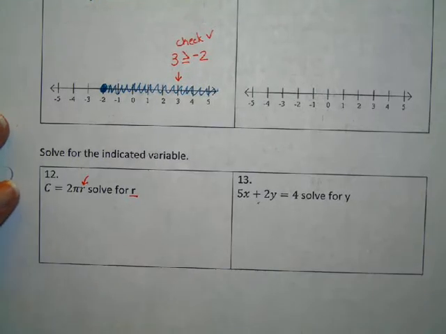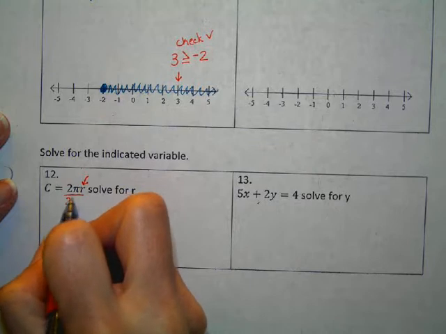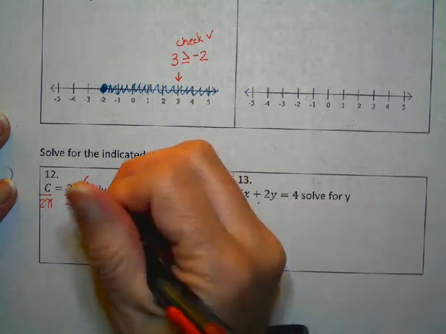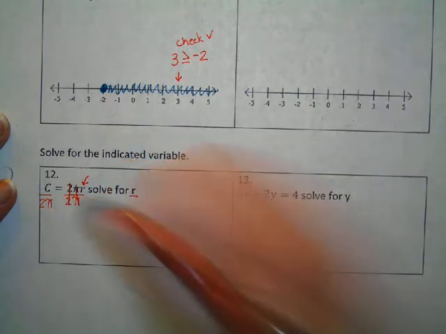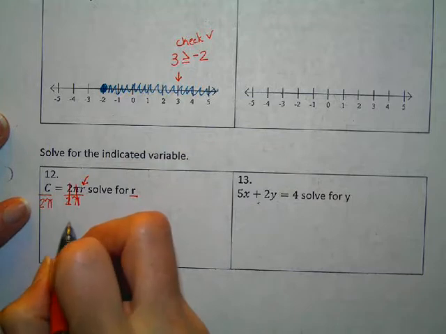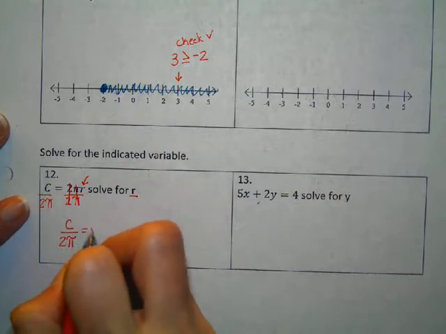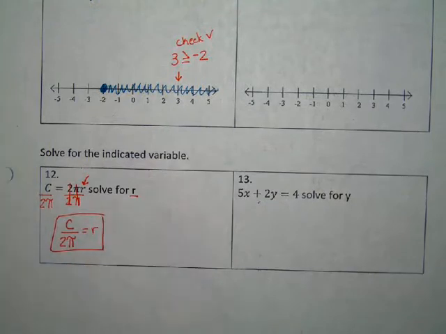I'm going to do the opposite of multiplying. I'm going to divide the 2 and pi to the other side. So by dividing, 2 divided by 2, those cancel out, and pi divided by pi, that cancels out. So my answer is c over 2 pi equals r. And the last one here, I will go ahead and do this one. We want to solve for the letter y.